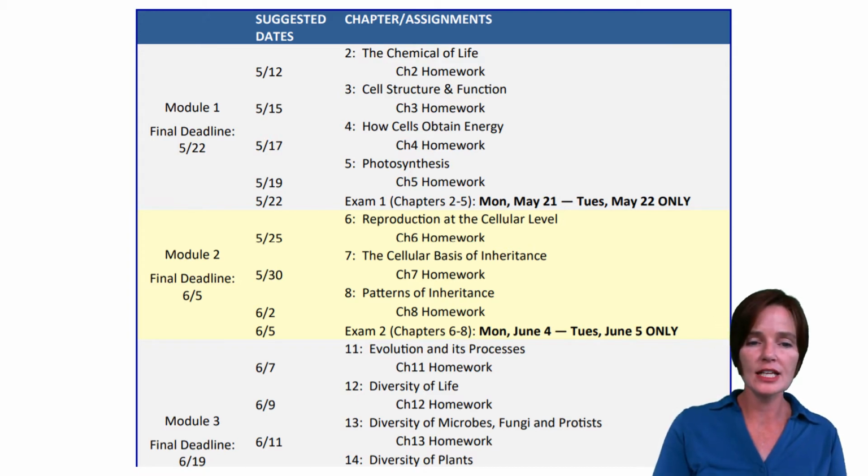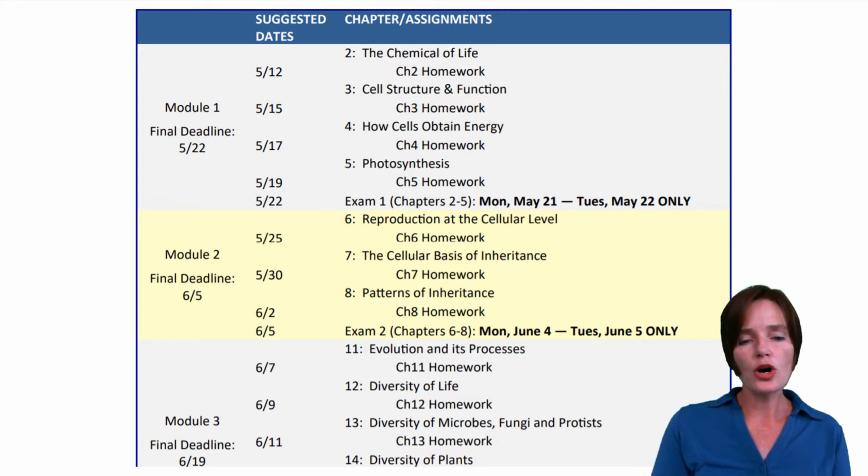Now, I have given deadlines for the homework assignments. As you can see them here as suggested dates. I do recommend that you stick with that as much as you possibly can, but I have allowed some flexibility in the deadlines of the homework. So for example here, if you don't submit homework 2, chapter 2 homework by May 12th as it's shown on this schedule, it will still be available for you to submit for full credit through the final deadline of module 1. So that's the homework.